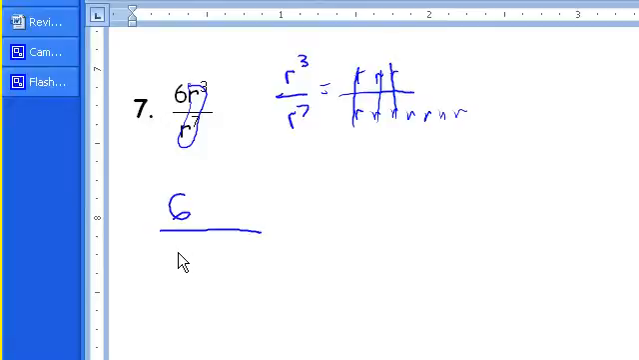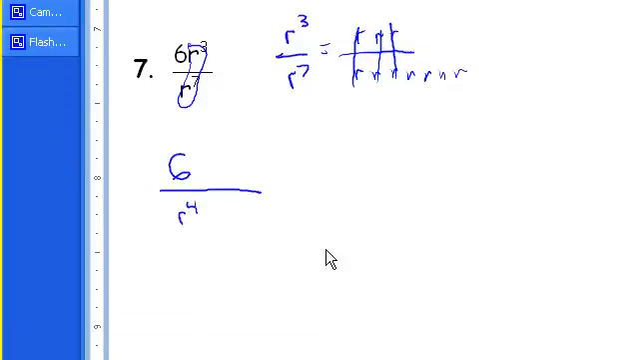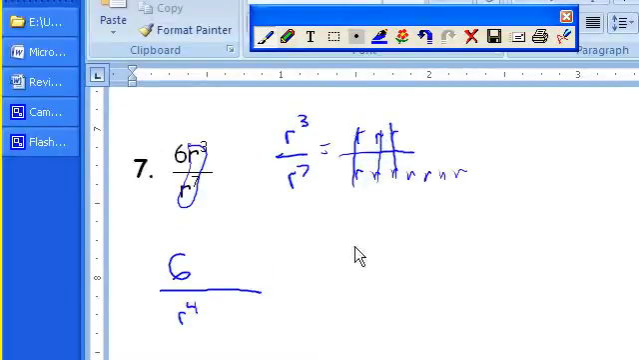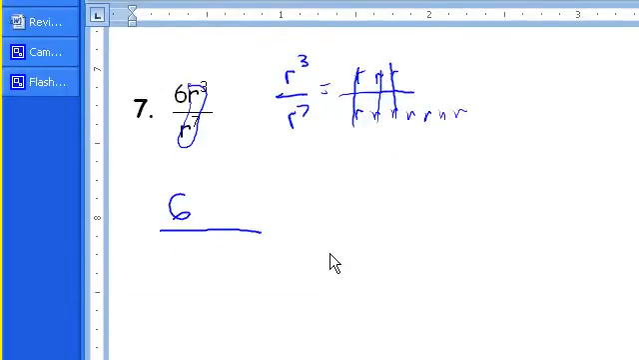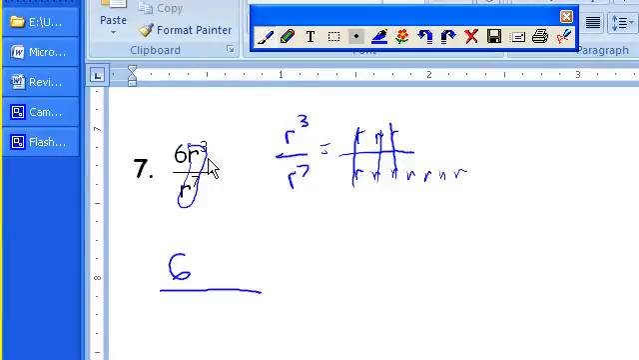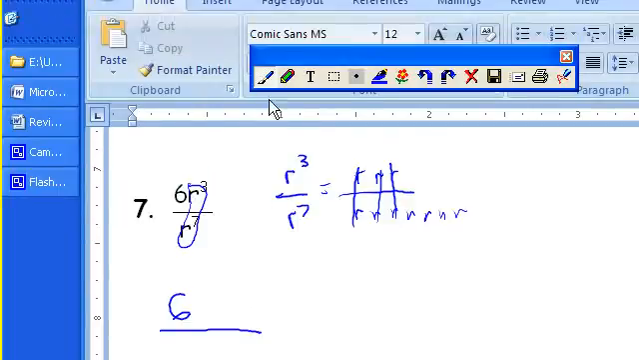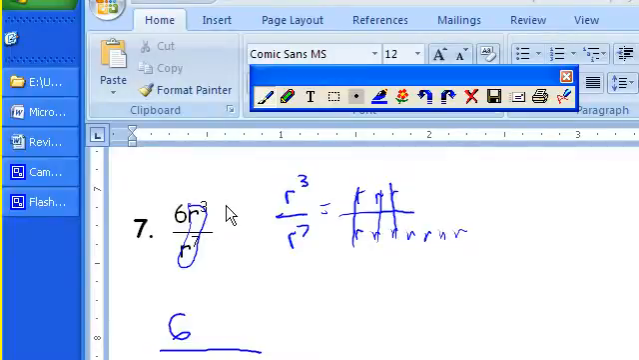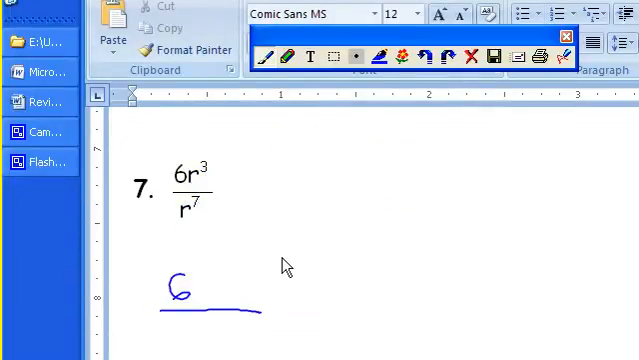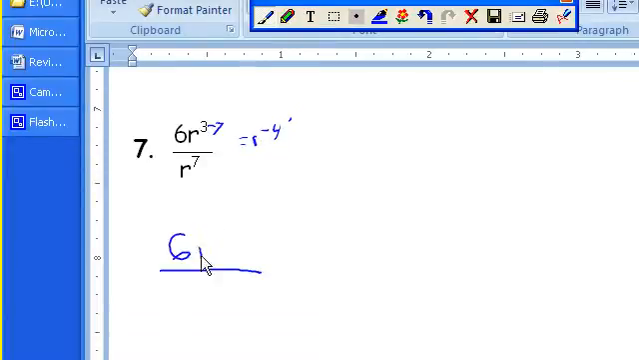So you could write this, that's fine, and that's the right answer. But this is time consuming. This slows us down. So let me show you something else. Our rule tells us that we can take this 3 and subtract this 7 from it, and then that will give us r to the negative 4. So it looks something like this, 6r to the negative 4.